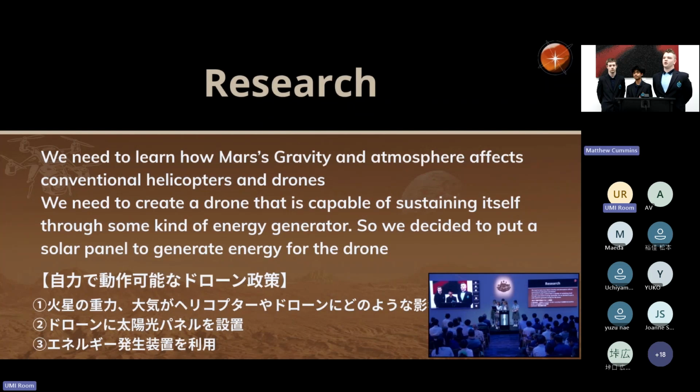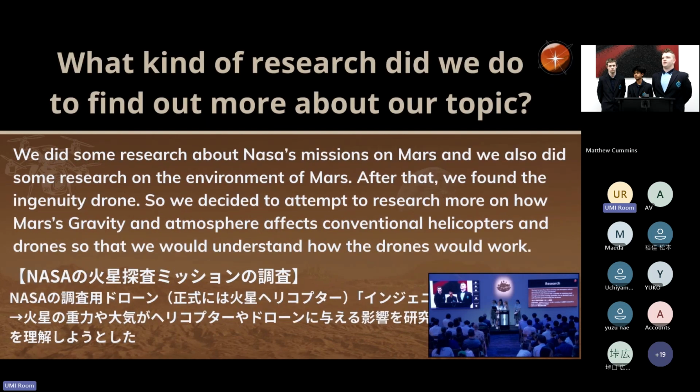When we were doing this project, we needed to learn how Mars's gravity and atmosphere affected conventional helicopters and drones. We also needed to create a drone that was capable of sustaining itself through some kind of energy generator, so we decided to put a solar panel on it to generate energy for the drone. We did some research about NASA's mission on Mars, and we also did some research about the environment of Mars. After that, we found the Ingenuity drone. So we decided to attempt more research on how Mars's gravity and atmosphere affected the conventional helicopters and drones so that we could understand how the drones would work.